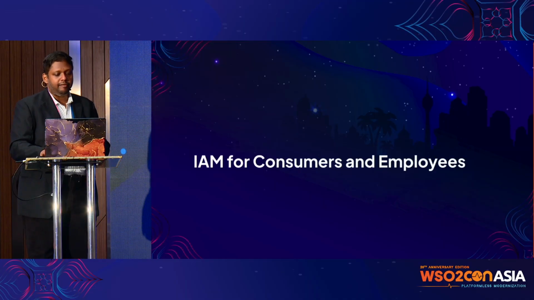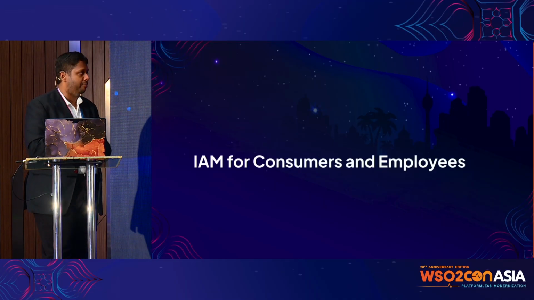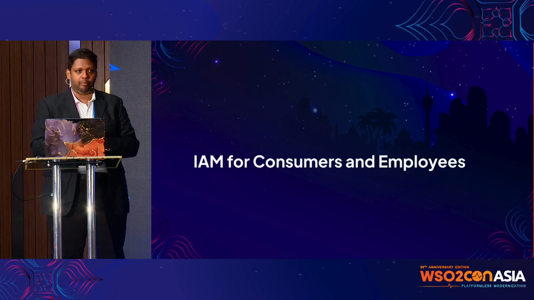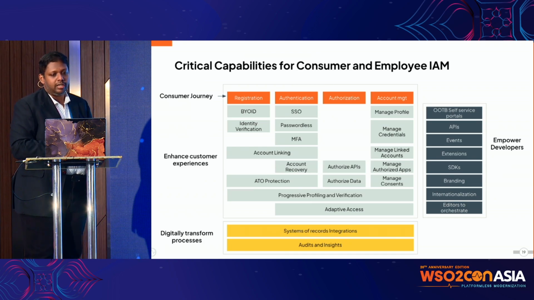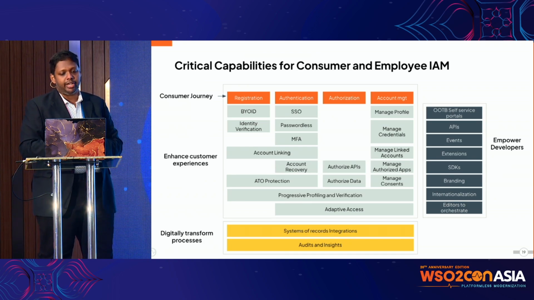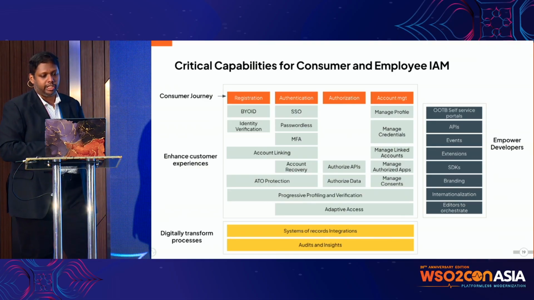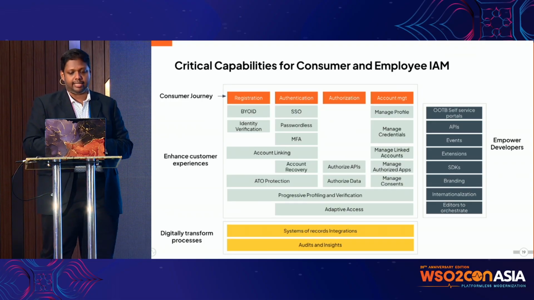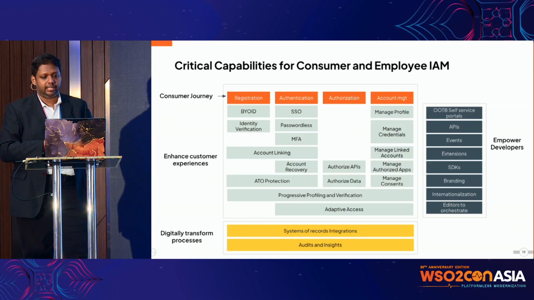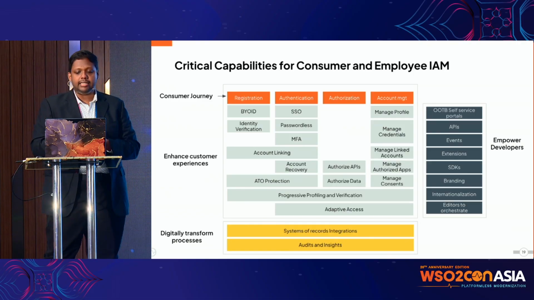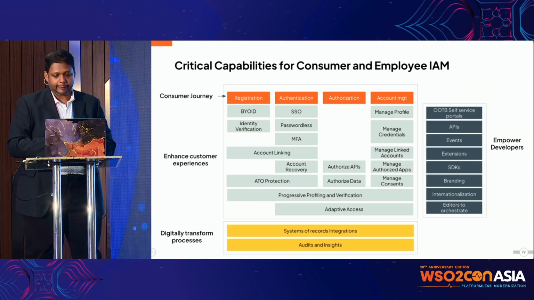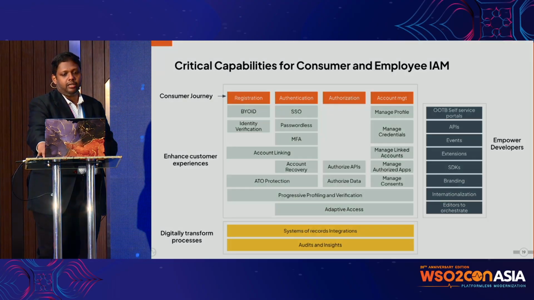Okay. So then we move to IAM for consumers and employees. What are the capabilities and patterns that we see with consumers and employees? When we look at the critical capabilities for consumer and employee IAM, we can broadly categorize them into 4 categories: registration, authentication, authorization, and account management. In this session, we'll mainly look at the first 3, registration, authentication, and authorization, which is more relevant to how the architectures are going to be designed. But these are all the capabilities under consumer and employee IAM, right? I'll not spend too much time on this slide.